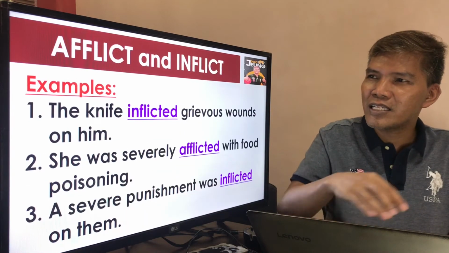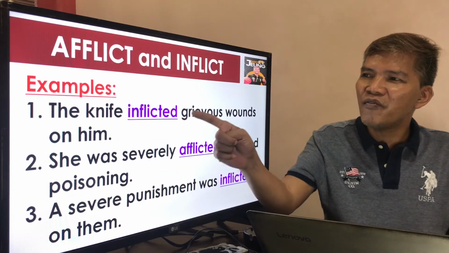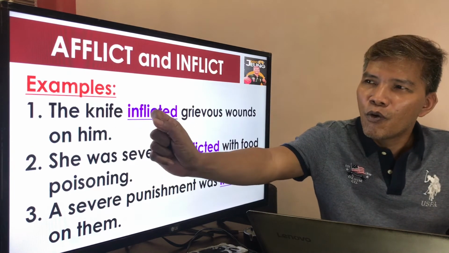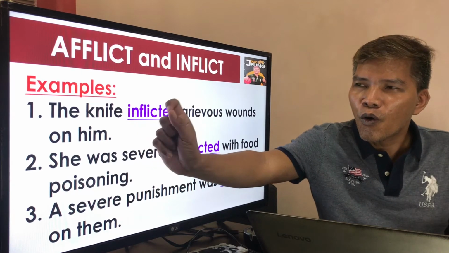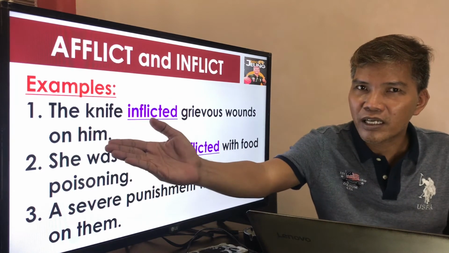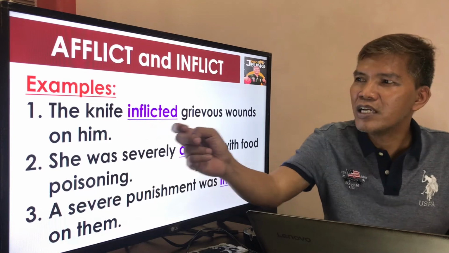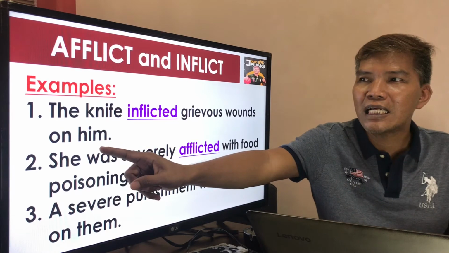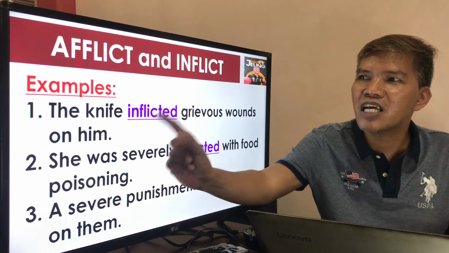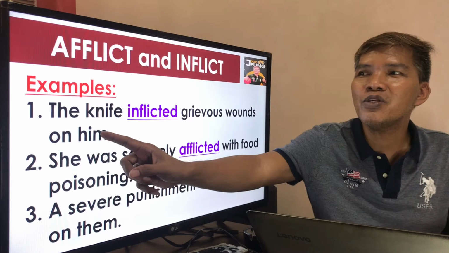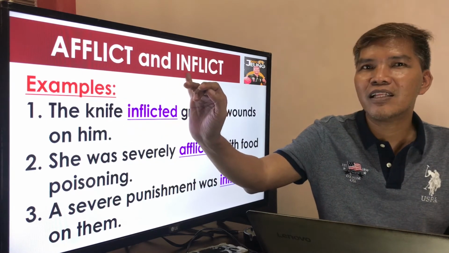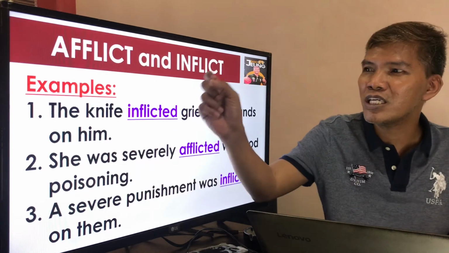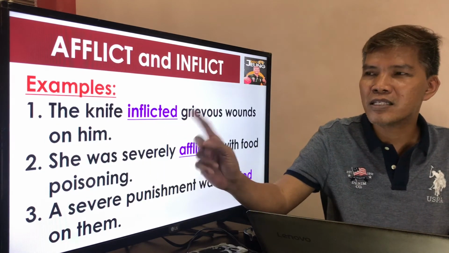Let's analyze these examples. The knife inflicted grievous wounds on him. Who is suffering with grievous wounds? He. Now, which causes the suffering? The knife. That's why we use inflict. And there is a preposition on. In this case, it is in the past tense.